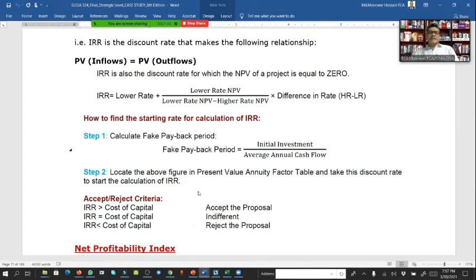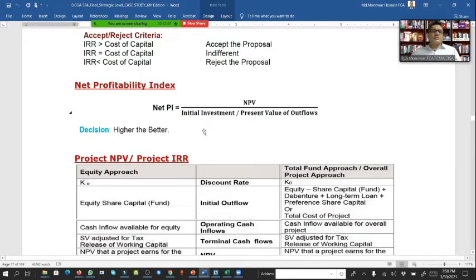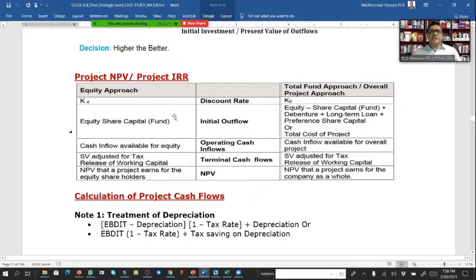So IRR equals, sometimes we can calculate with two rates: the lower rate plus lower rate NPV divided by lower rate NPV minus higher rate NPV, multiplied by the difference of both rates. For example, if we take 10% or 15%, the difference here is 5%. So how to find the standard? Here is the calculation. Also net profitability index we can calculate this way.